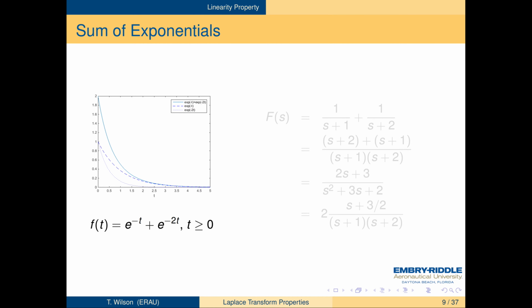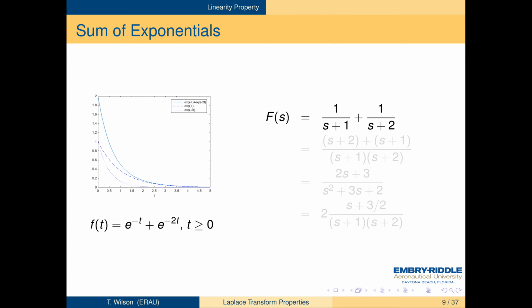Let's explore an example, the sum of two exponentials. Suppose our f of t is e to the minus t plus e to the minus 2t for t greater than or equal to 0. We know the Laplace transform of each component will have a pole at that component's rate. What happens with the sum? First, we find the Laplace transform of each term, using our knowledge that the Laplace transform of an exponential with rate minus alpha is 1 over s plus alpha.